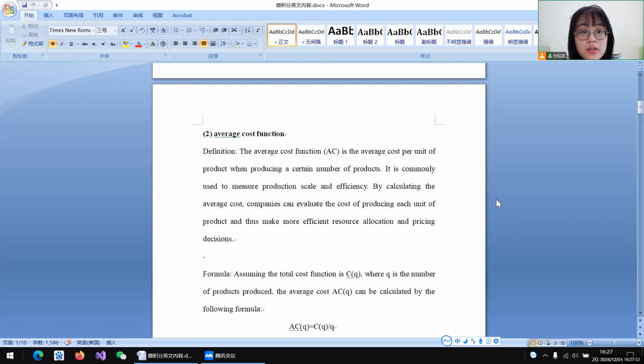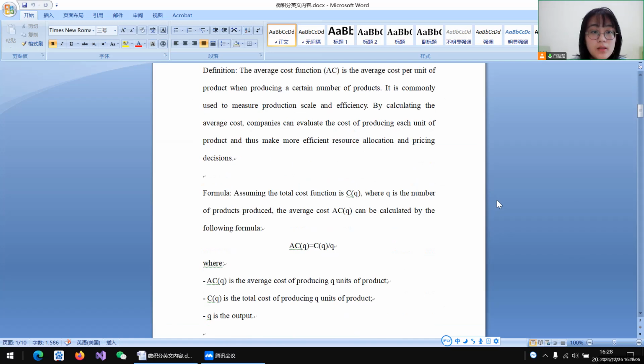By calculating the average cost, companies can calculate the cost of producing each unit of product and thus make more efficient resource allocation and pricing decisions. The formula: assuming the total cost function is C(Q), where Q is the number of products produced, the average cost AC can be calculated by the following formula, which is AC(Q) equals C(Q) divided by Q.